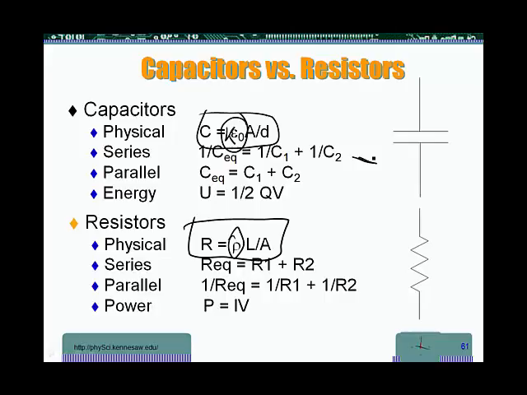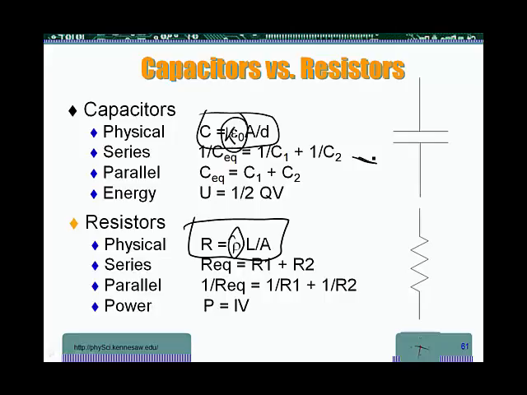We add all resistors. For capacitors in parallel, the overall capacitance is going to be larger than the capacitance of each of the individual capacitors. We get it by just adding the individual capacitances. So C equivalent is C1 plus C2 plus C3 and so on. Now for resistors, it's the opposite. So 1 over R equivalent is 1 over R1 plus 1 over R2 plus 1 over R3 and so on.